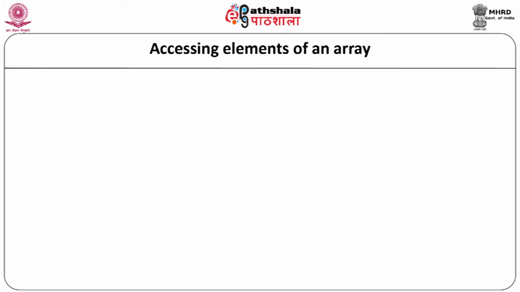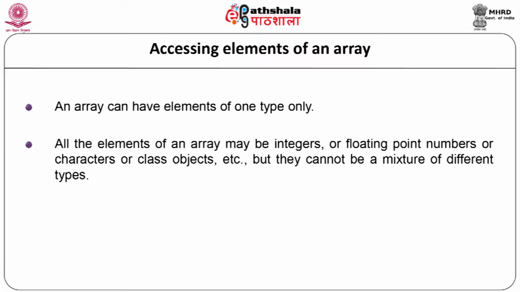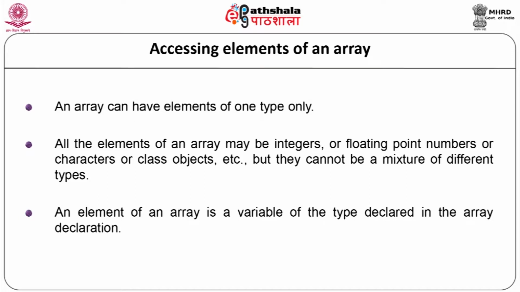Accessing the elements of an array. An array can have elements of one type only. All the elements of an array may be integers or floating point numbers or characters or class objects, etc. But they cannot be a mixture of different data types. An element of an array is a variable of the type declared in the array declaration.